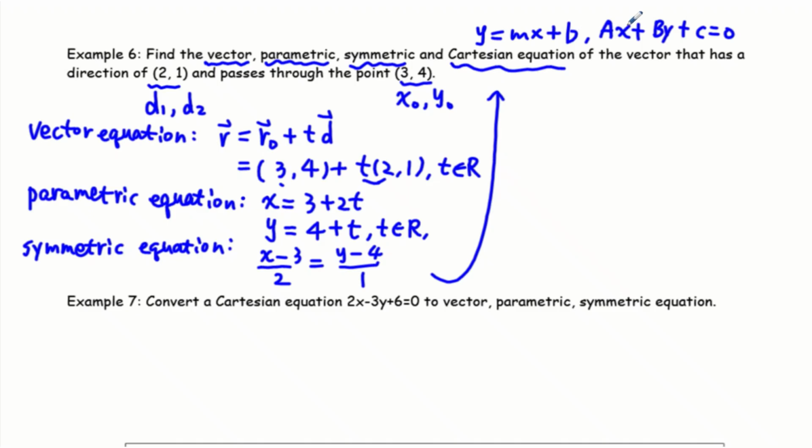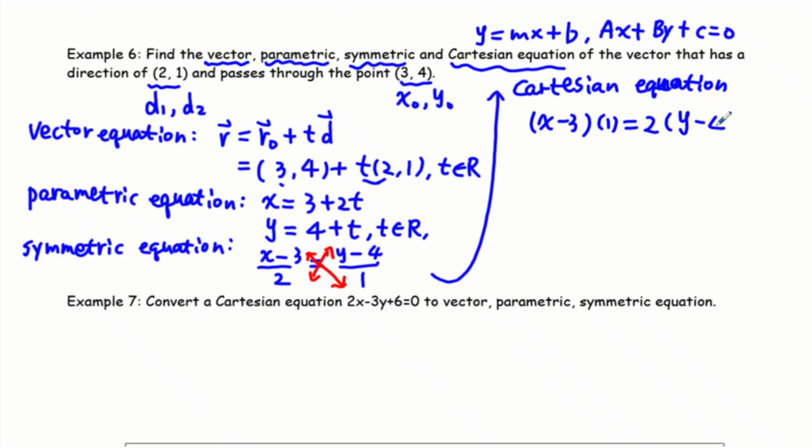And go back to our Cartesian equation. For this one, what we could do is cross multiply from here, then simplify it. We can get our standard form, or y equals mx plus b form. So cross multiply, we are going to have x minus 3 times 1 equals 2 times y minus 4.